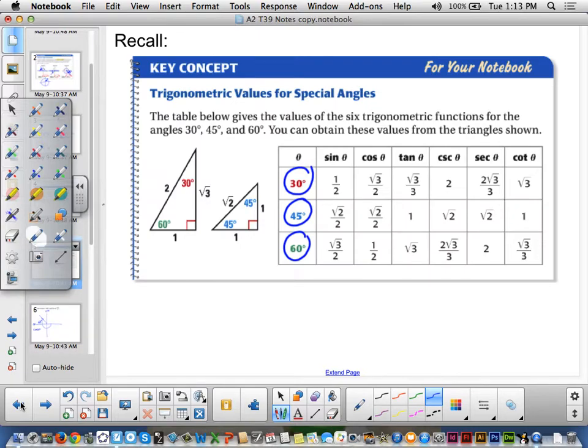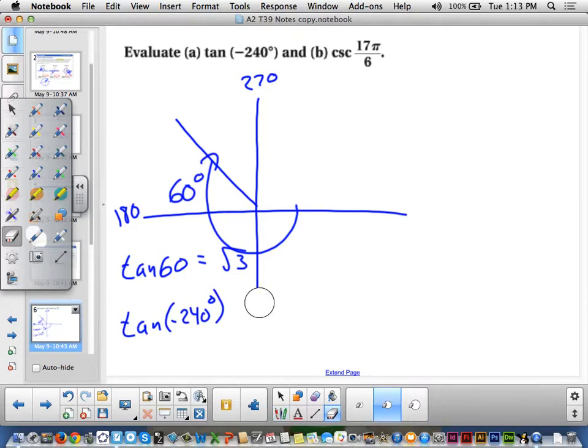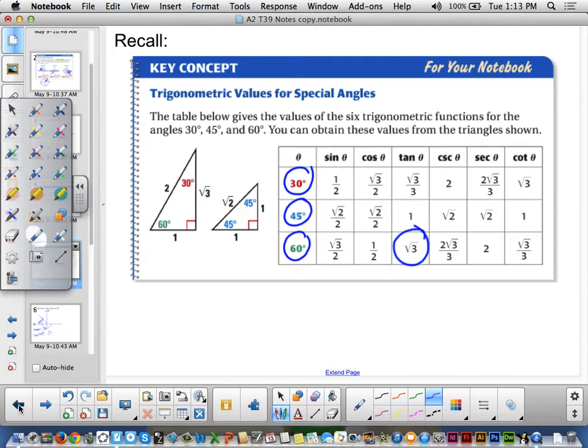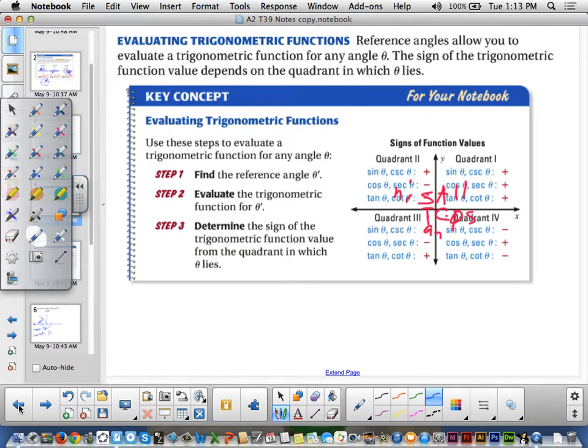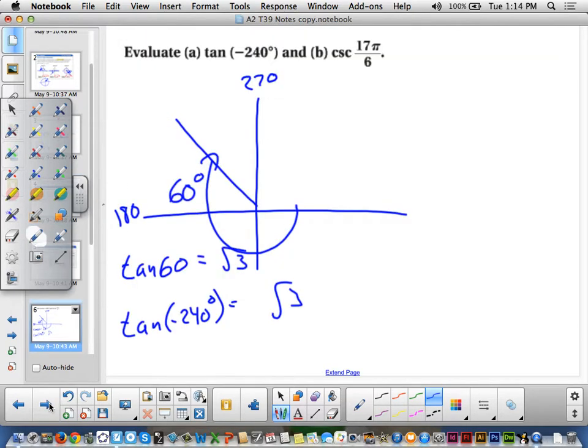If we go back to our chart, the tangent of 60 degrees is the square root of 3. The tangent of negative 240 degrees is also going to be square root of 3, but then we need to make sure we get the right sign. So we go back, we look at the second quadrant, and in the second quadrant, tangent is negative. So the tangent of negative 240 degrees is negative square root of 3, because it's in the second quadrant and because its reference angle is 60.